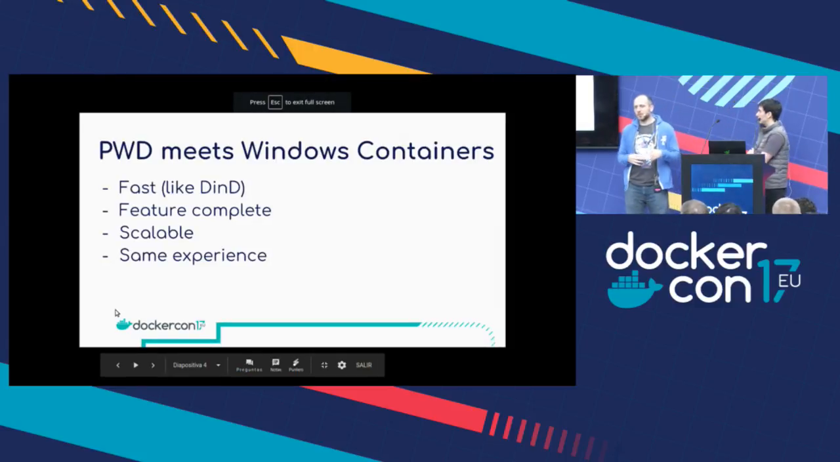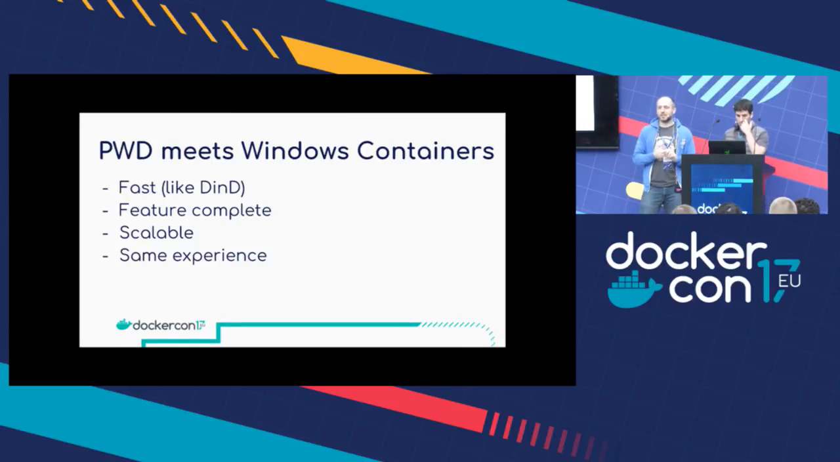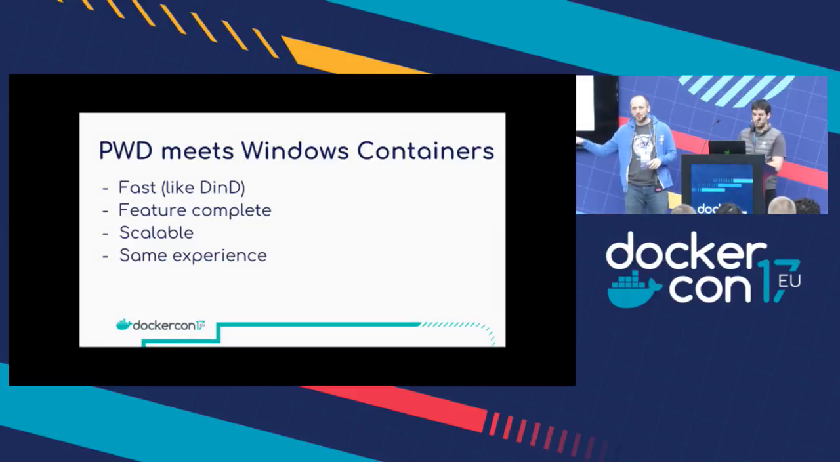So what were the challenges to actually do Windows and Linux containers? The first thing, we wanted to be as fast as Docker in Docker. So we really wanted you to be able to just click and get a new Windows machine as fast as a Docker in Docker instance. So that was one of the first challenges. We wanted to be feature complete, which means that you can drag and drop files to the Windows instances too, and it works. You can upload files.